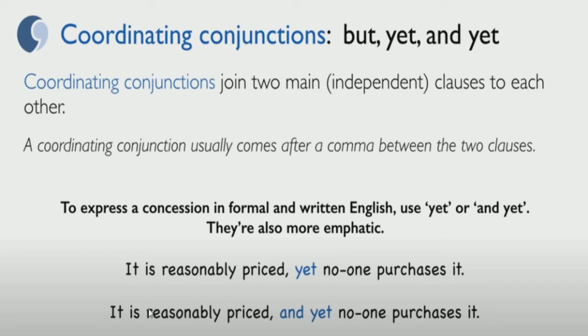It's reasonably priced, yet no one purchases it. Хотя продукт имеет резонную цену, но yet формально никто его не покупает. It is reasonably priced, and yet no one purchases it. Продукт имеет резонную цену, и все же, и однако никто его не покупает. Вот такая контрастная позиция, да, эмфатическая. Ну, можно интонации подчеркнуть, или вот такими словами. Yet and yet.